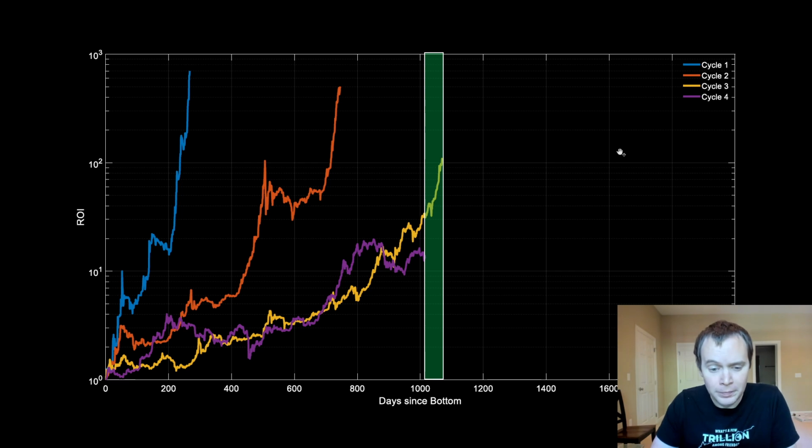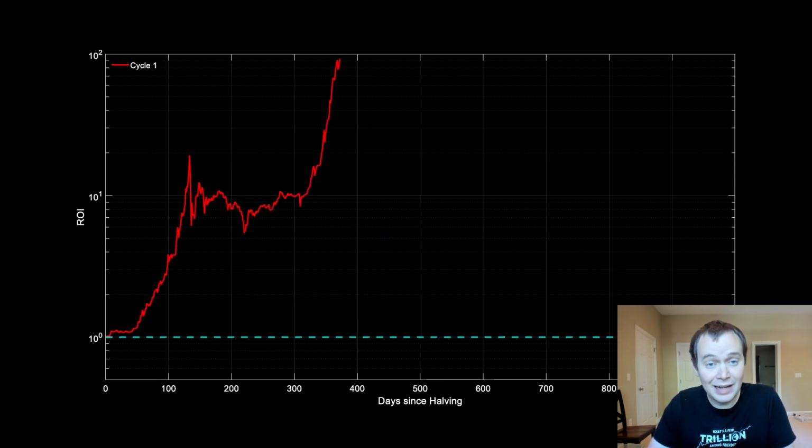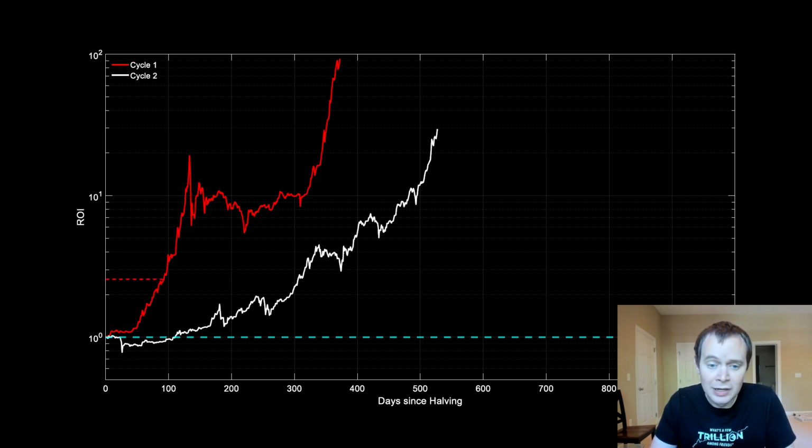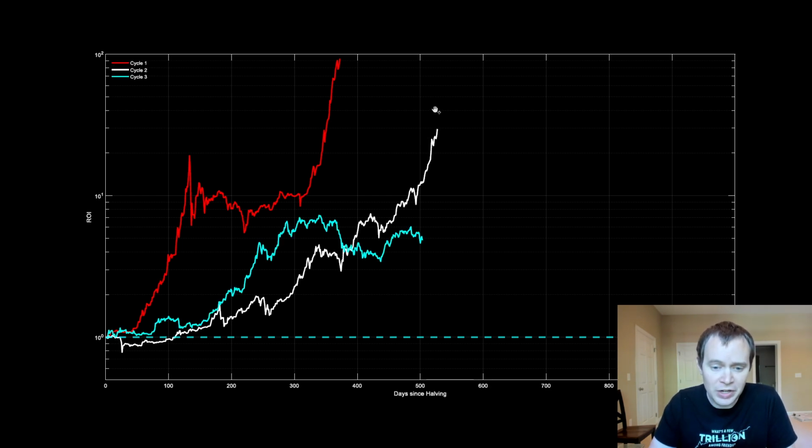Now, a lot of people who like to measure the market cycle ROI like to do so from the halving. I don't. I prefer measuring it from the bottom, but it provides another reference point. From the halving, you can see the first cycle went about 90x or so, maybe a little bit more. The second cycle came up to about 30x or so. Current cycle, here we are, right? This is 1, so this is 2, 3, 4. We're about 5x up from the bottom.